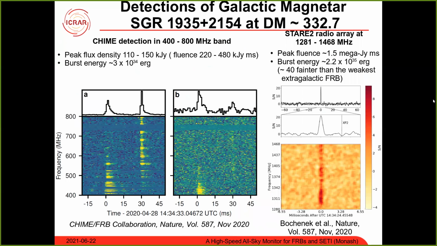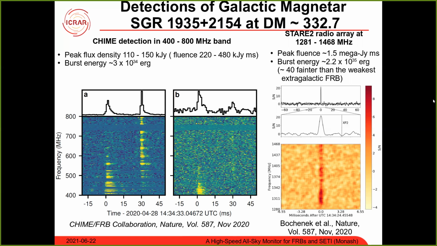Last year, we also had an interesting detection of radio pulses from the galactic magnetar SGR 1935+2154. I would like to first mention that magnetars are highly magnetized neutron stars, where magnetic fields are of the order of 10 to the 14th, 10 to the 15th Gauss, and they have been so far one of the main candidates for FRB progenitors. I will come back to this in the next slide.